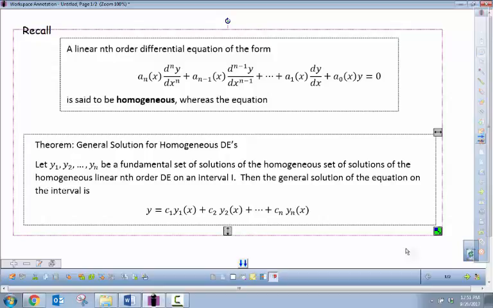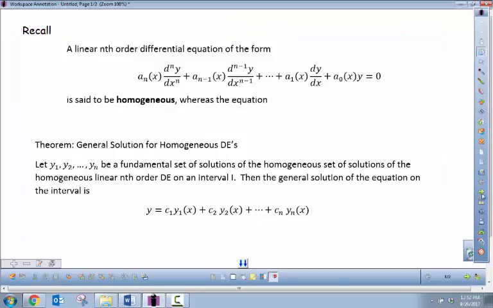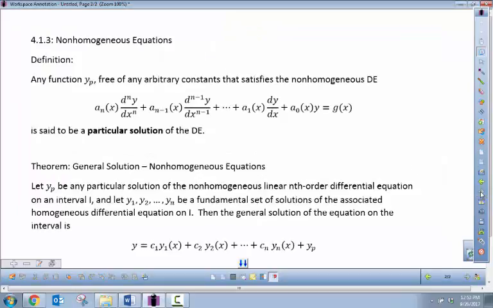So this is what we saw from last time. We talked about linear independence, and we talked about the Wronskian as a way to check for linear independence and all that stuff. All right, so today we're going to introduce the non-homogeneous part.